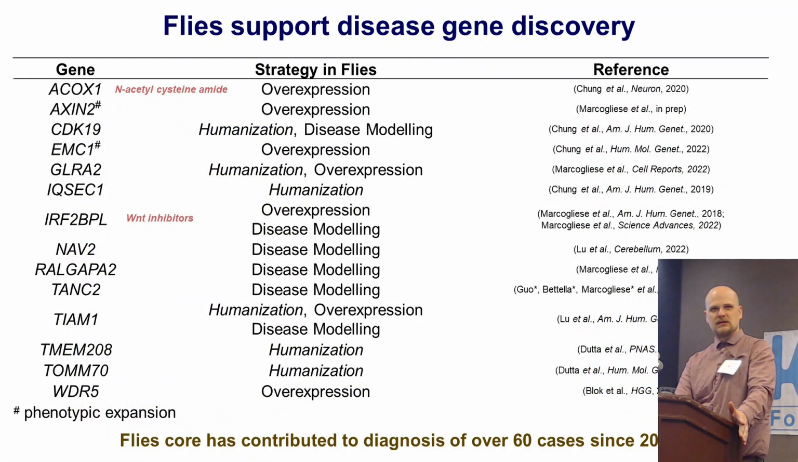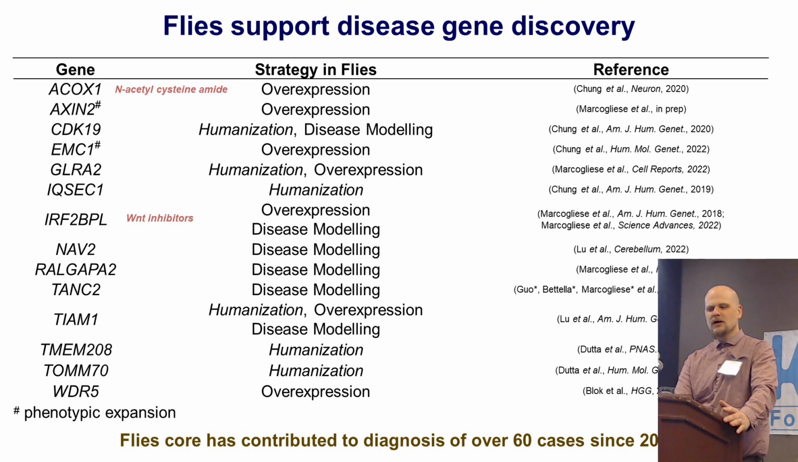And we've published this for new disease genes, also genes with what we call phenotypic expansions, basically patients that don't quite look like the first cohort of patients that were identified. We've identified drug leads in these cases and used multiple strategies to do this.